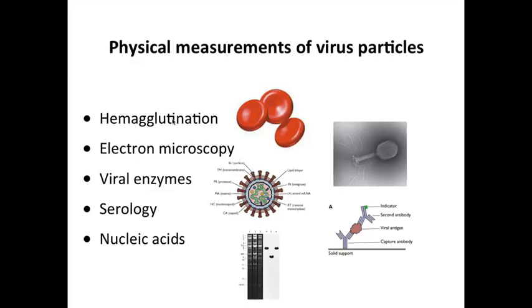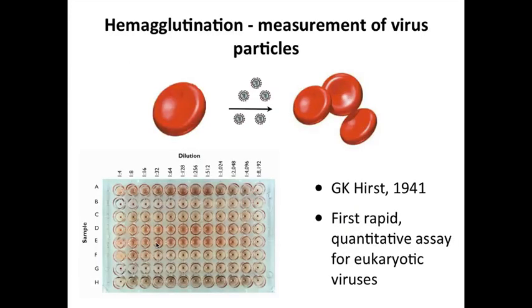So let's talk about hemagglutination and measuring viral enzymes, serology using antibodies, and then measuring nucleic acids. Hemagglutination uses red blood cells to detect virus particles. It's based on the idea that red blood cells have receptors for some viruses, and they will bind to them. The viruses don't replicate in them, so red blood cells, you could say, are susceptible but not permissive to infection. But they will bind and they will act as an indicator.